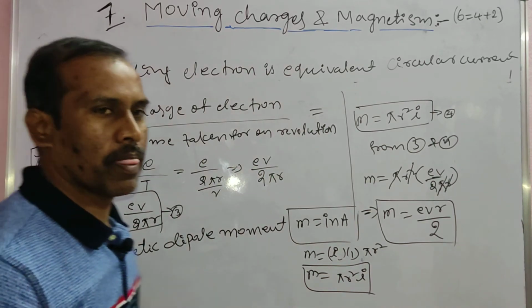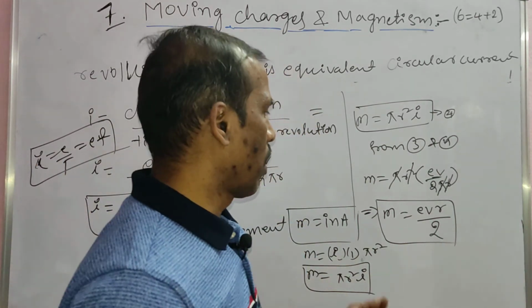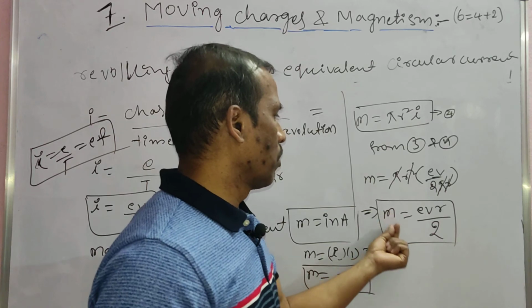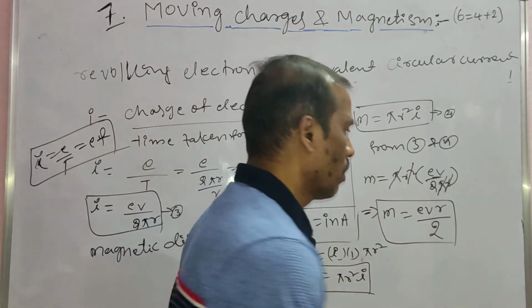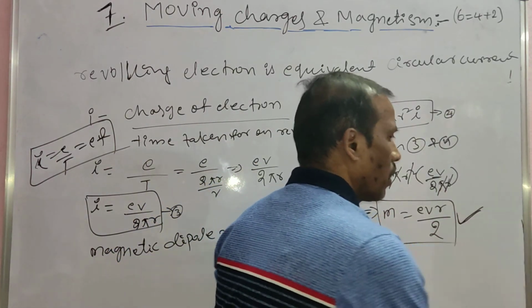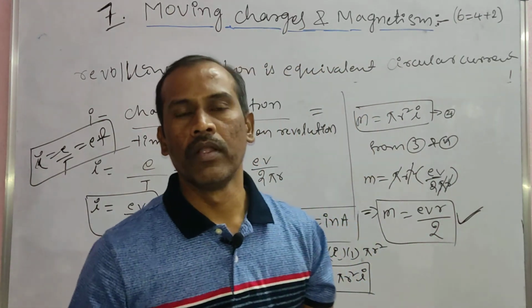Simplifying, finally we get the magnetic dipole moment m equal to evr by 2. This is the answer. 4 mark question, most important in IPE, TS and AP.